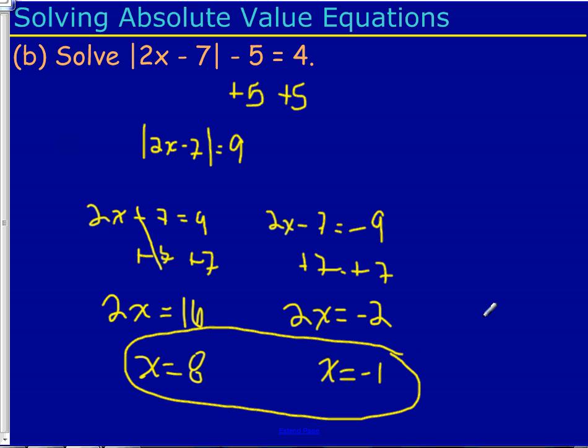All right, so this is all I have for you today. Make sure that you understand with absolute values, you have to solve the equation twice, once with the answer being positive and once with it being negative.